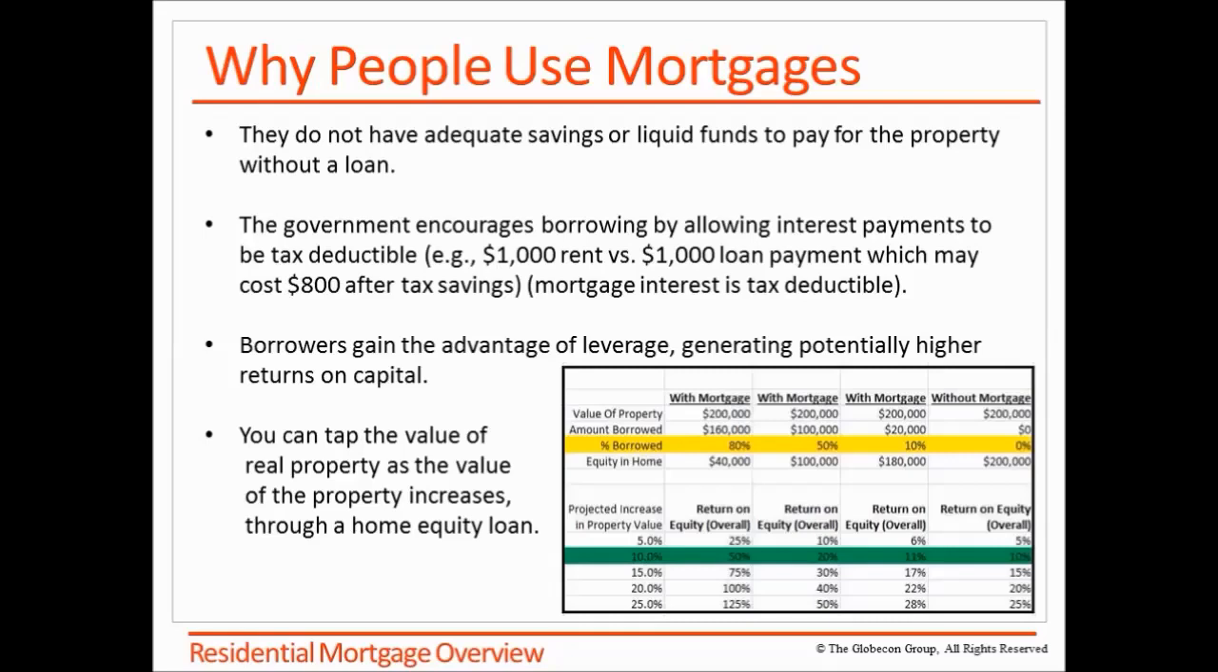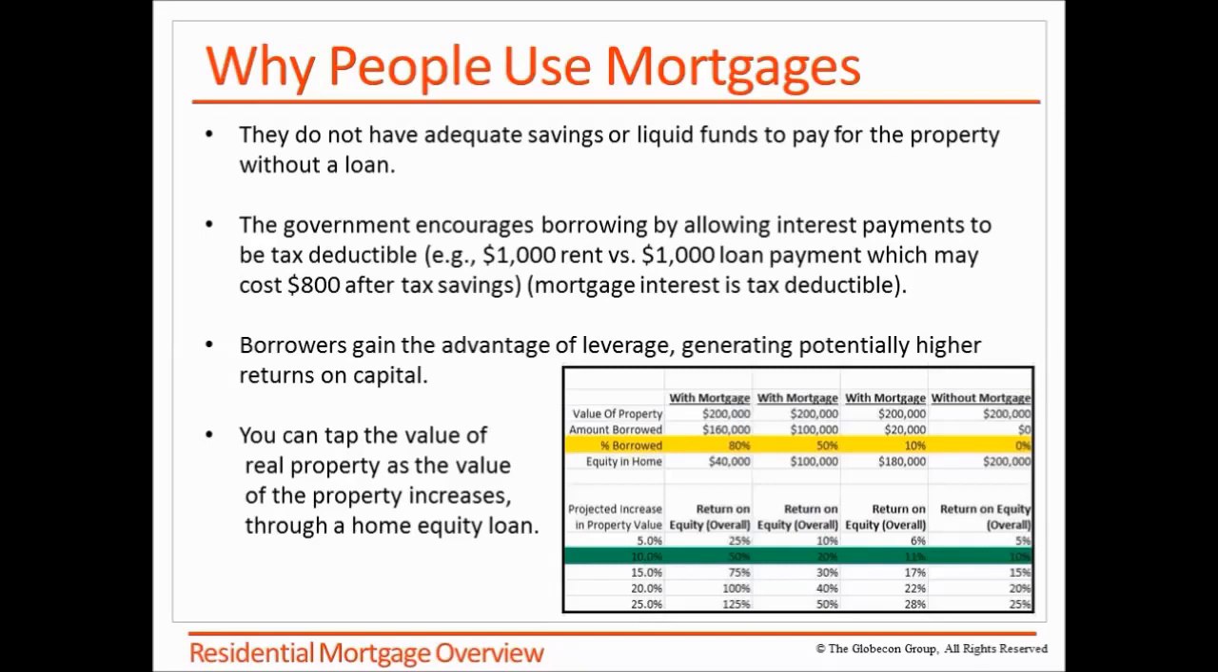Borrowers also gain the advantage of leverage, which we talked about as the use of debt to gain new assets, generating potential higher returns on capital. Now, if you look at the chart there, let's say a person purchases a home for $200,000 and puts $40,000 down, and then the home value increases by 10%. They've made 50% on their money, and there's not a lot of investments out there that will pay you 50% on an annualized basis on your return on equity. So a lot of borrowers use a home as a way to generate potentially higher earnings on capital.